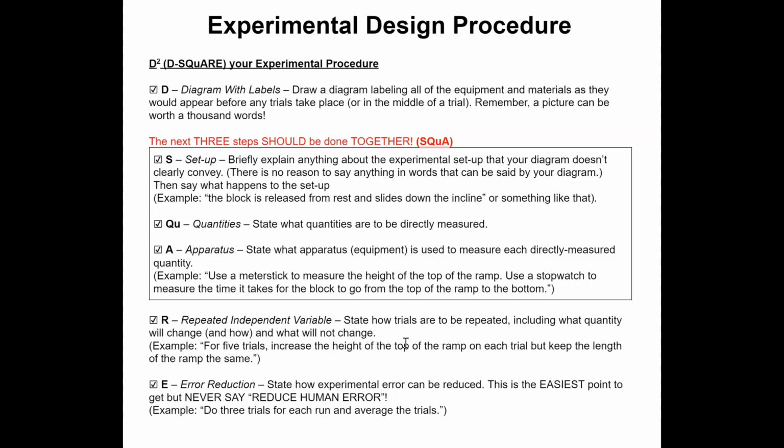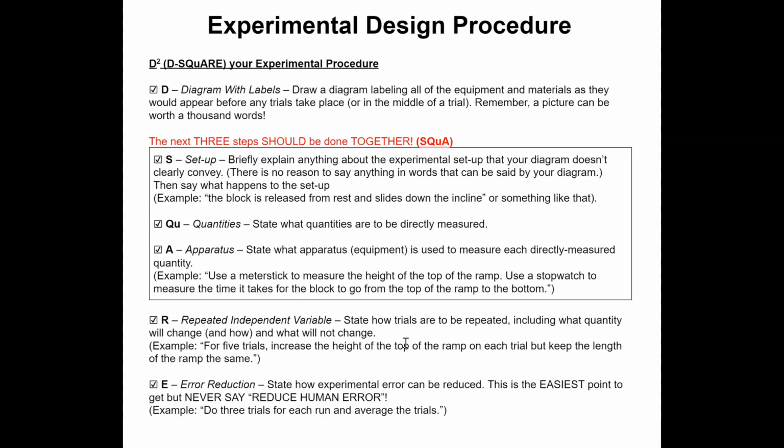Error reduction, never say reduce human error. At one point, I had mistakenly thought maybe we could say use the same person to take measurements. That's really not what the College Board is looking for. They're looking for something in terms of systematic error where you're going through and thinking about trying to average things and get rid of some of those errors that come from just mismeasurement and things like that. So that's the best way to do it.